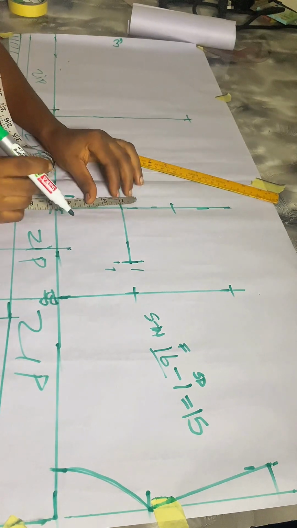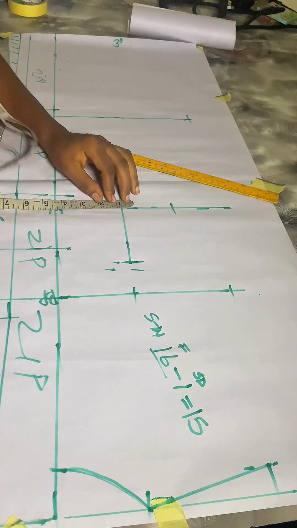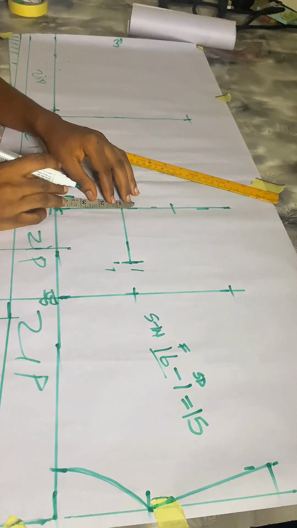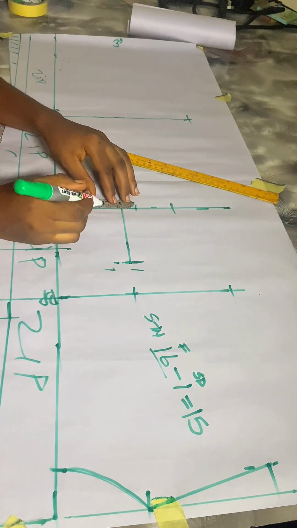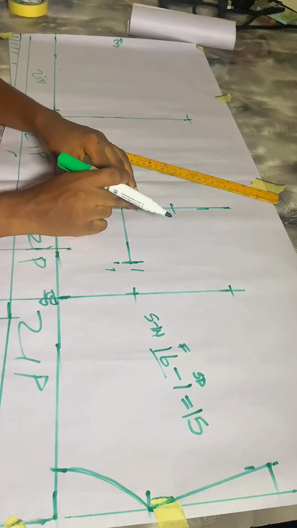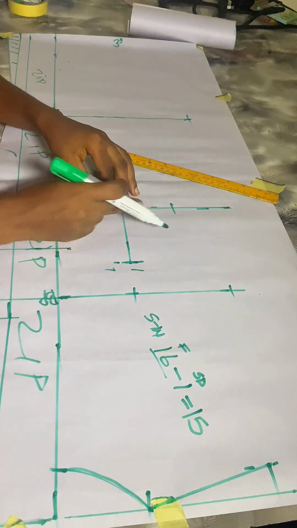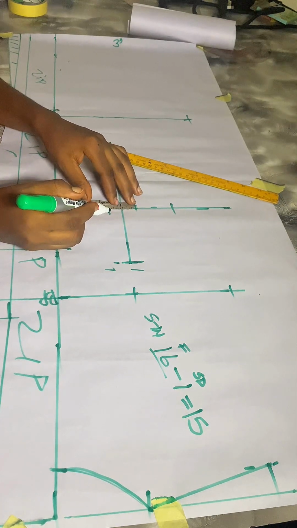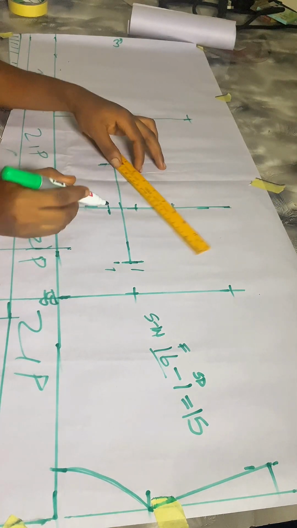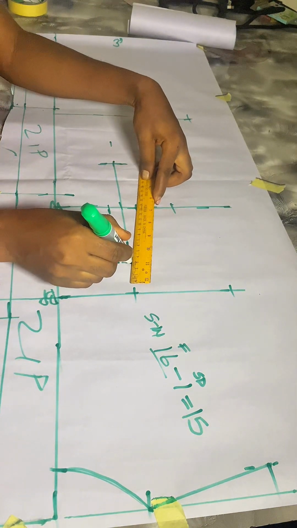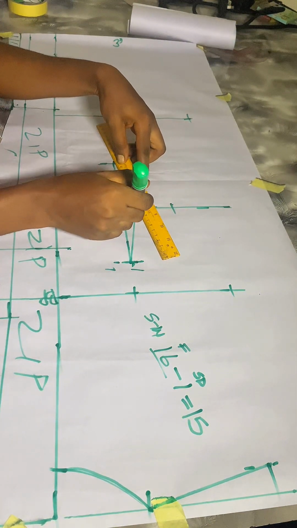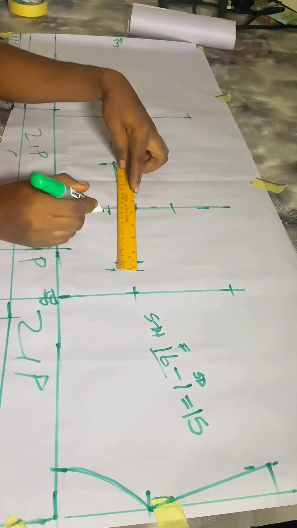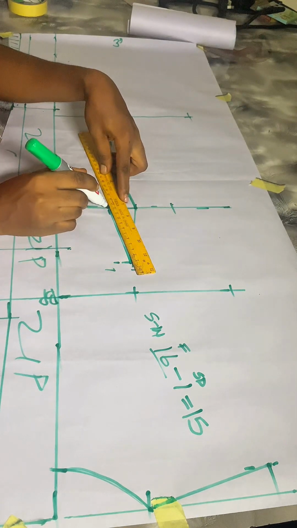And for the front pattern, we use 1.5 for the darts. So we are going to do the same thing here. You're going to measure 0.75 here, then 0.75 here, making 1.5. Then you're going to connect it.